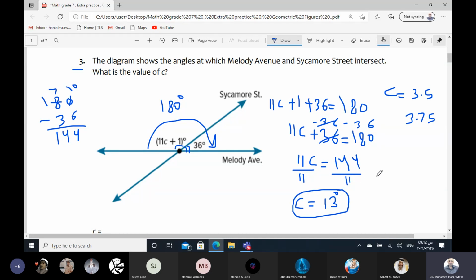Who has any question here? Yes, tell me please. Mr., why did you just put any number and C and add it to equal 36?